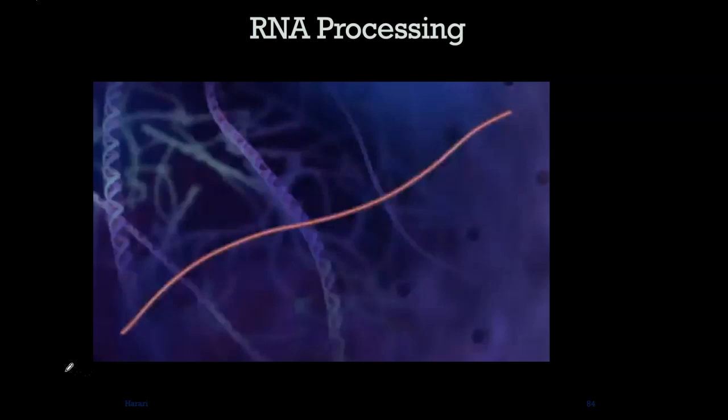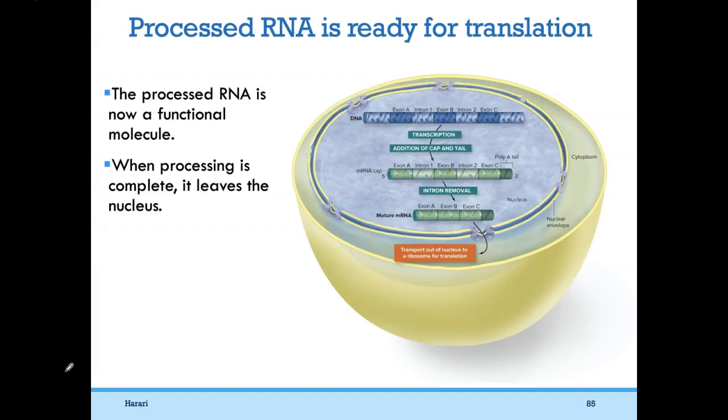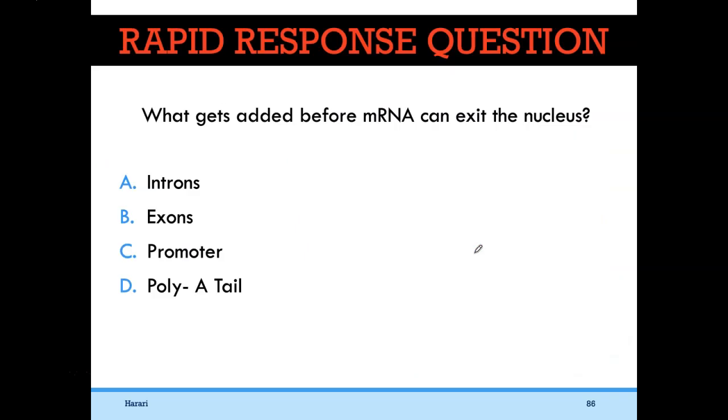But regardless, we got rid of the introns, and we put on a cap and tail. We're now ready. We got rid of the introns, cross those out, put on a cap and tail, and now we get this out through a nuclear pore to find a ribosome. We can leave the nucleus and start translation on a ribosome. What gets added before mRNA can leave the nucleus?